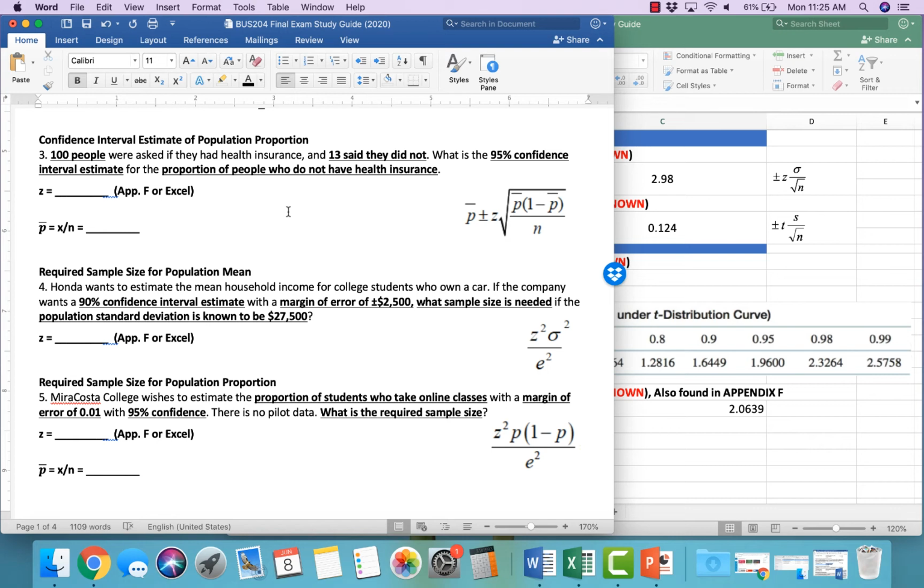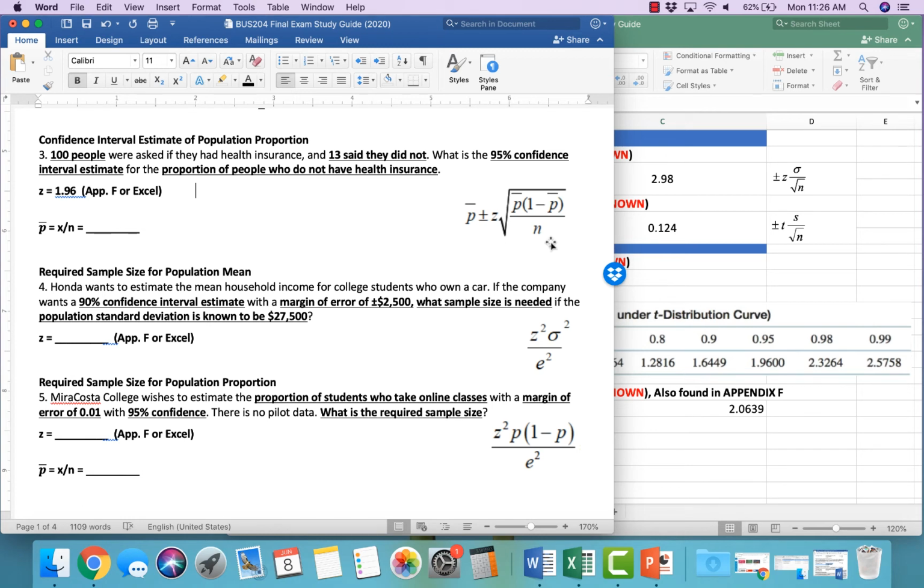When working with proportions, we are working with z-values. Since we're working with a z-value, I can just look at the top of the study guide at the commonly used confidence interval estimates, and at the 95%, the z-value is 1.96. Now with proportions, there's no Excel formula that we can use like we did with the means. We just have to use this formula right here and plug in the appropriate variables.